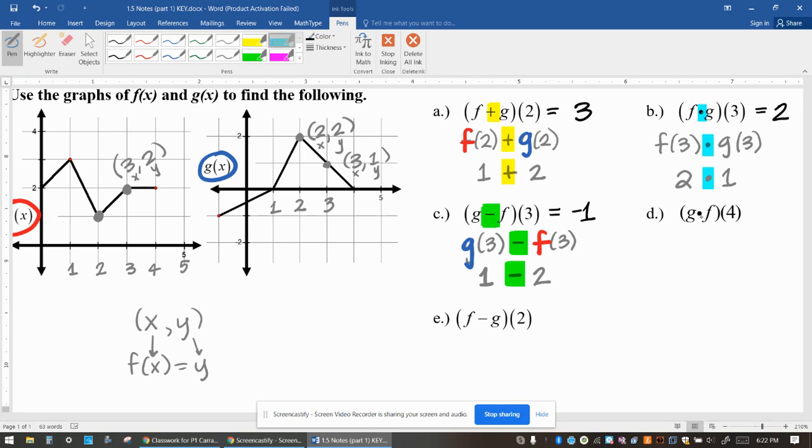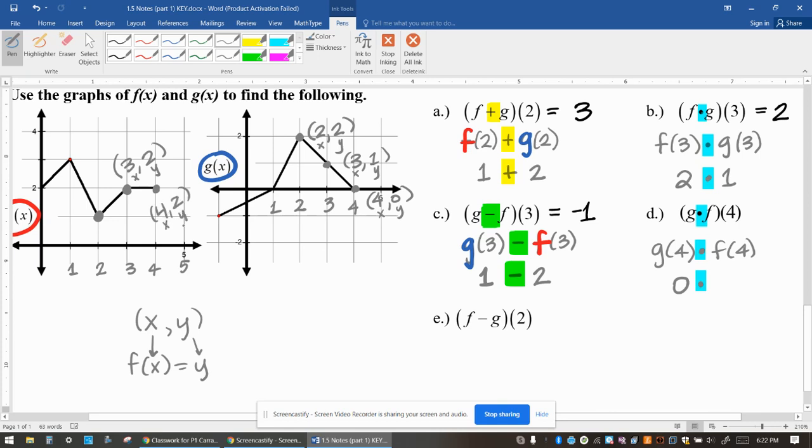G times f. So I'm going to take g times f of 4. I'm going to find g of 4 and multiply with f of 4. G of 4 I have not found yet, so g of 4 is going to be 0 because of the ordered pair being 4, 0. And I'm going to multiply that with f of 4. For f of 4, that ordered pair is 4, 2. So f of 4 is 2. 0 times 2 is 0.